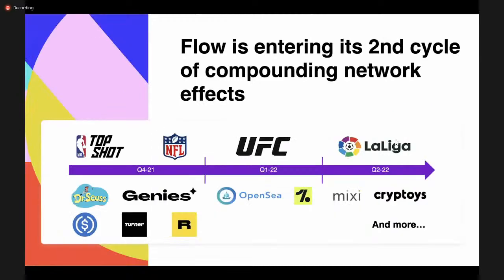And now Flow is entering a second circle of compounding network effects. Since NBA Top Shot became the first mainstream consumer-grade blockchain application, many traditional big brands have realized digital transformation and started to build their own platforms on Flow, like NFL, USC, La Liga, Genius, Dr. Seuss, and many more. They are all ready to launch their own blockchain-enabled experiences on Flow, kicking off the next cycle of compounding network effects, which already has much more weight from the start.